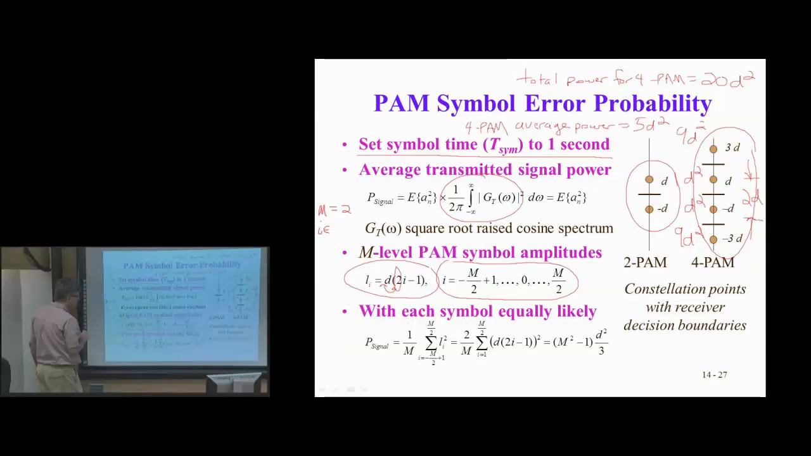When M is 2, what values can I be? 0 and 1. If I plug 0 and 1 into the formula for levels, I should get minus D and D. If I let I be 0, I get minus D. If I let I be 1, I get D. So it's a very nice formula, and this works for capital M of 4 and so forth. It's a very nice way to generate these levels.